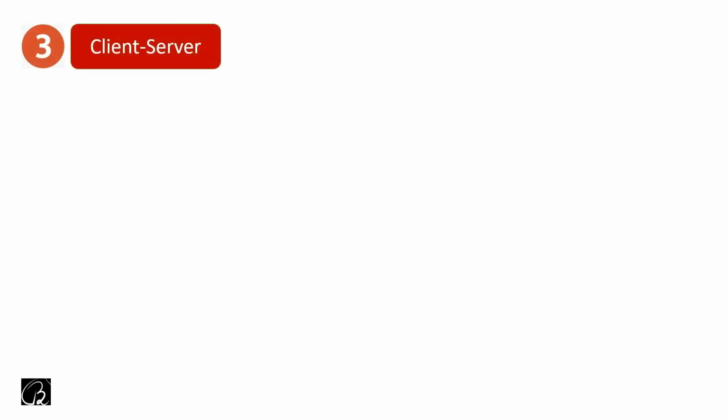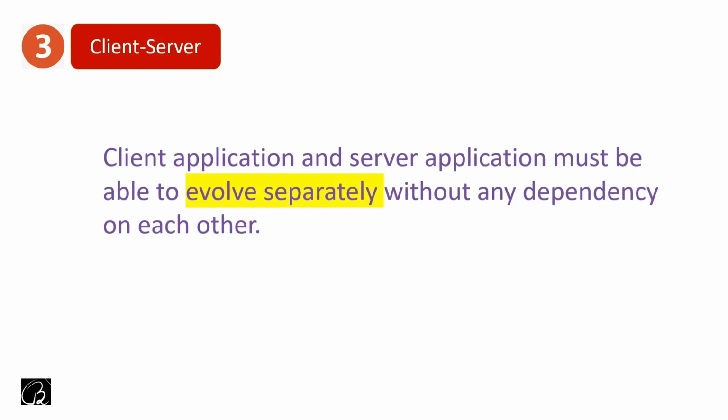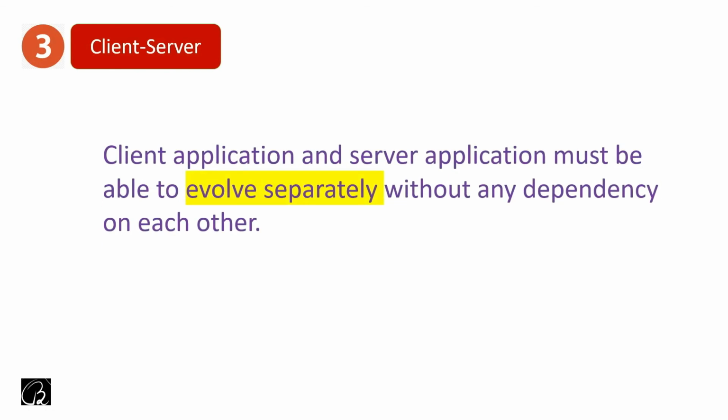And the third architectural style or constraint is client and server. What it says is that the client application and server application must be able to evolve separately without having any dependency on each other. It means we can develop client and server independently. Okay, so that's what it is saying. The client will only know about the resource URL, and that's all. And the fourth one is layered system.